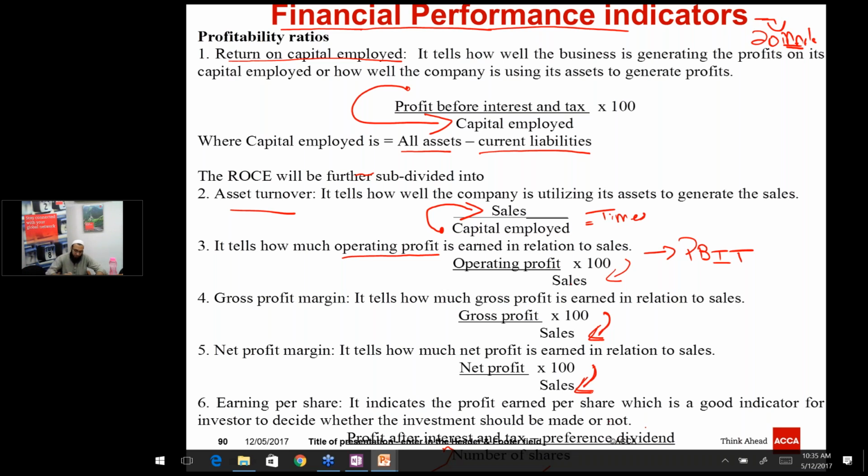Got it, everyone? Then comes the EPS, earnings per share. What does earnings per share indicate? Earnings per share indicates the profit that the company has earned for its ordinary shareholders. But how do we represent it? We represent it like this: profit per share. The profit per share that the company has earned for its shareholders. So it represents the per share profit.